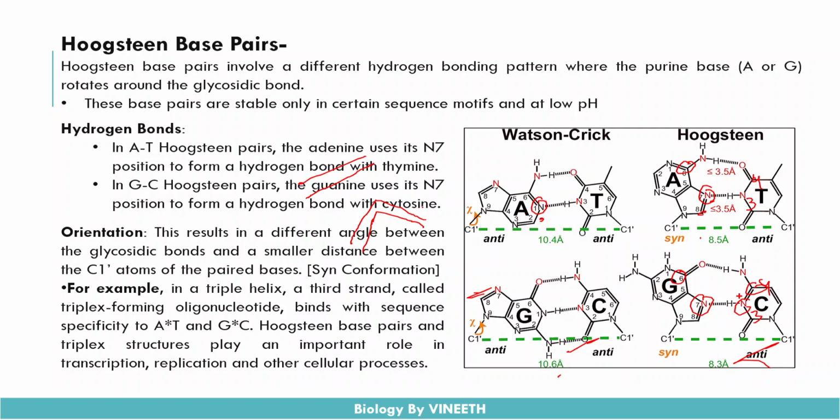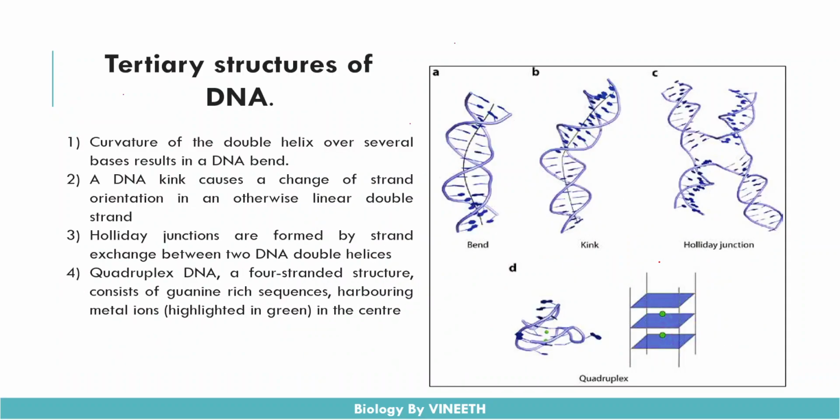And this kind of oxygen base pairing also results in a different angle between the glycosidic bonds and a smaller distance between the carbon 1 atoms of the paired bases, okay. So because of this, the 10.4 angstrom distance is reduced to 8.5 angstroms, okay. So the distance also gets reduced and the linearity gets disturbed, okay. As I said, the triple helix DNA or the tetraplex helix DNA contain the oxygen base pairings, okay. So now the tertiary structure of the DNAs.